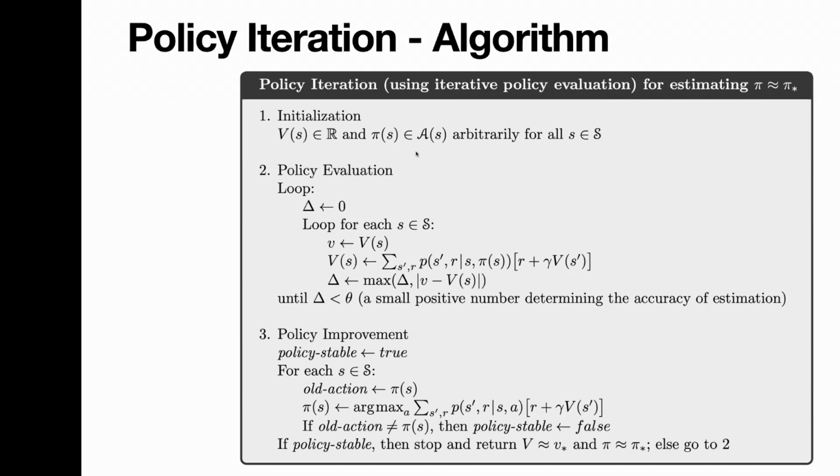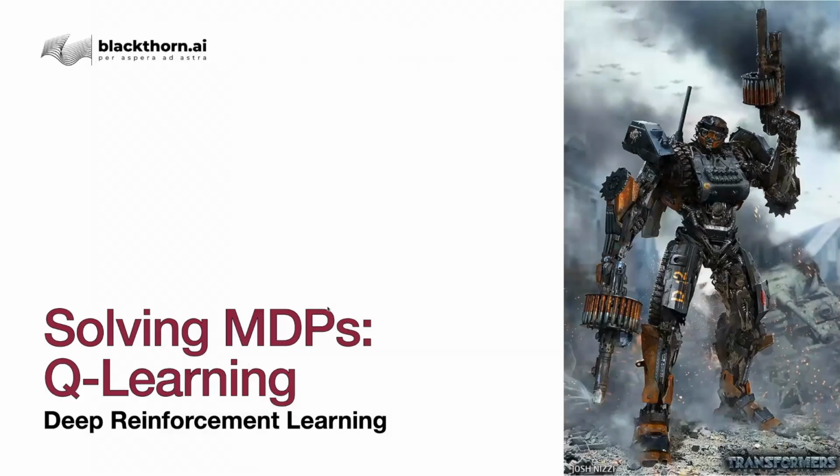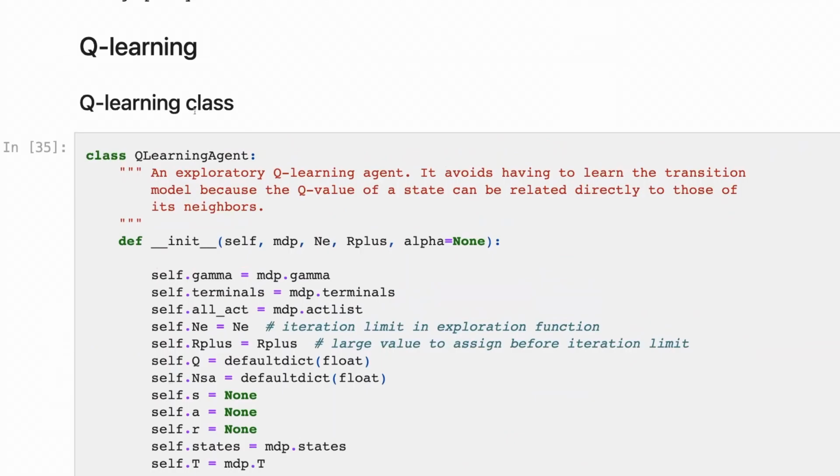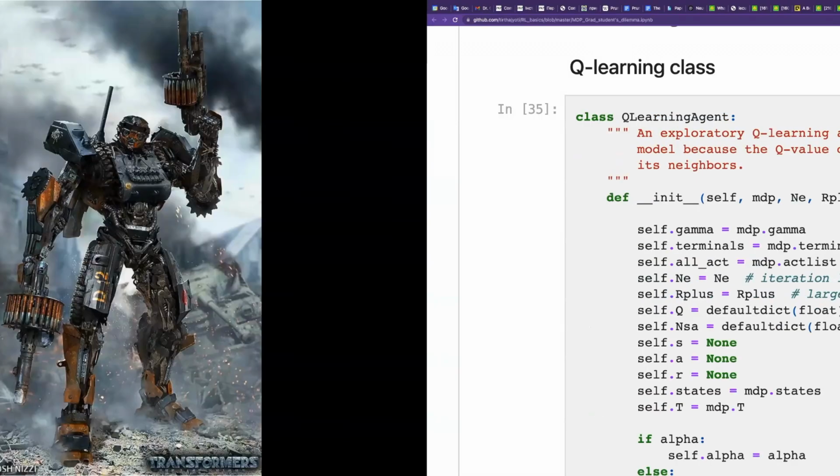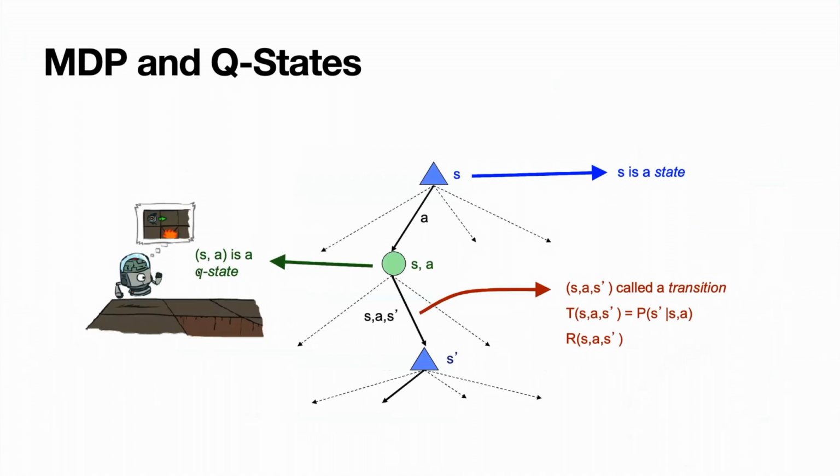The last concept that we have to review is Q-learning. DQN is based on Q-learning. Q-matrix contains Q-values. Q-values are values for all state-action pairs.